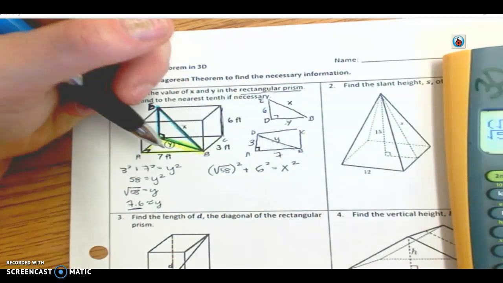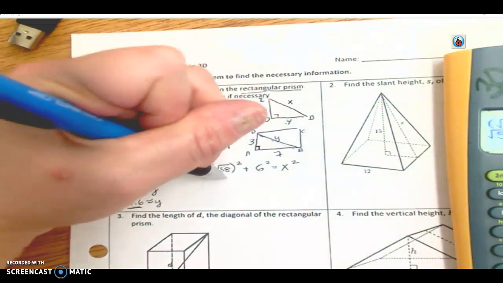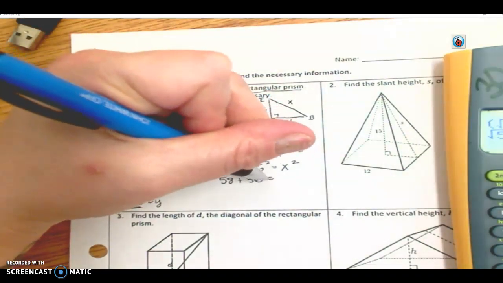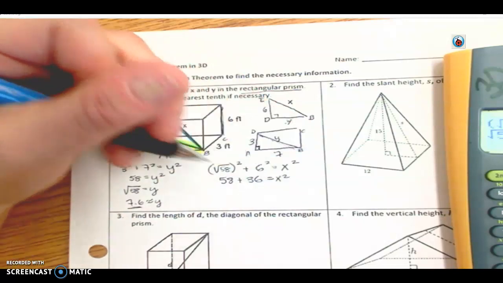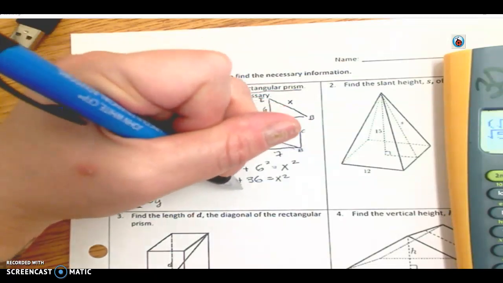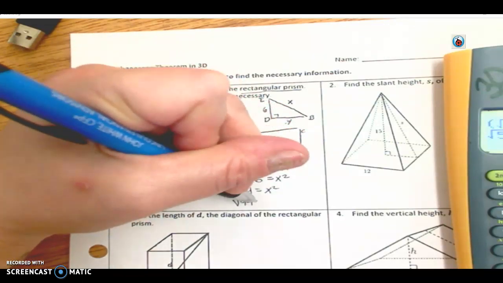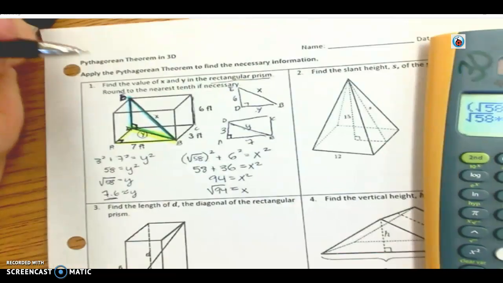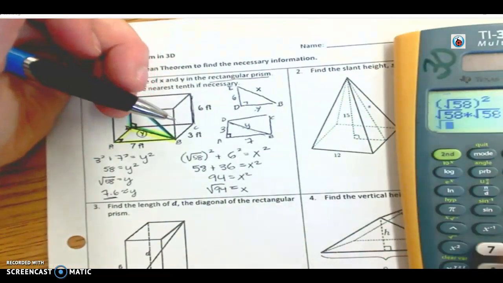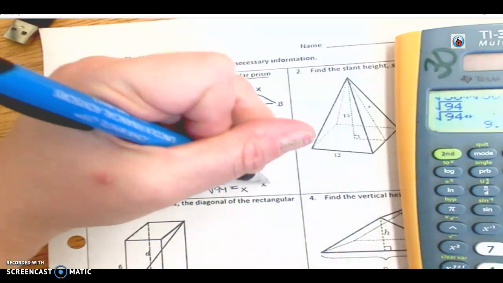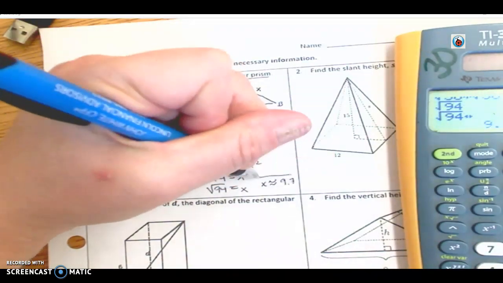So anytime you square a radical, it's the inverse operation. So it's just going to be the number underneath. Okay. And then 58 plus 36 is 94. And we're going to get the square root of 94 to be our x value. And then let's go ahead and estimate that to the nearest tenth. And we get x is approximately 9.7.